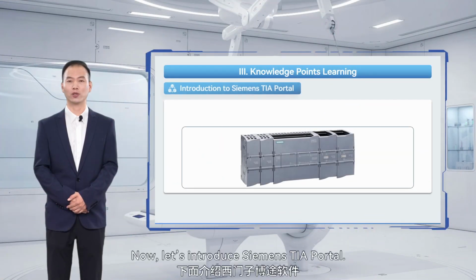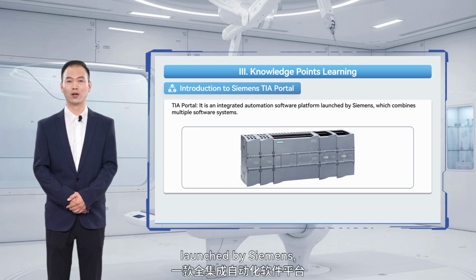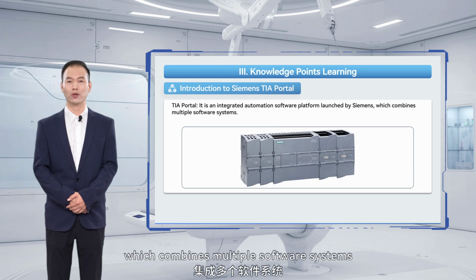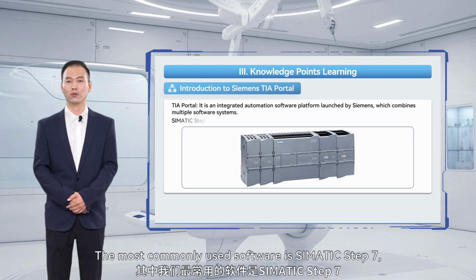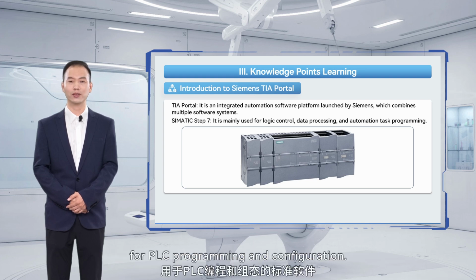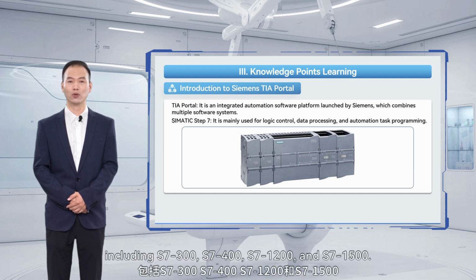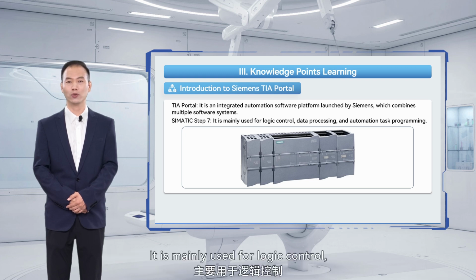Now, let's introduce Siemens TIA Portal. It is an integrated automation software platform launched by Siemens, which combines multiple software systems for various automation tasks. The most commonly used software is SIMATIC Step 7, Siemens standard software for PLC programming and configuration. It supports multiple PLC series including S7-300, S7-400, S7-1200, and S7-1500. It is mainly used for logic control, data processing, and automation task programming.